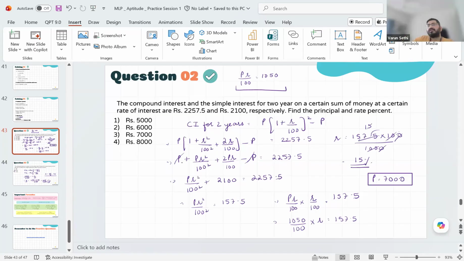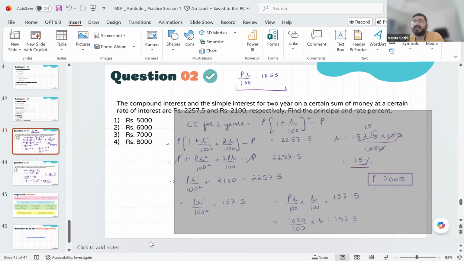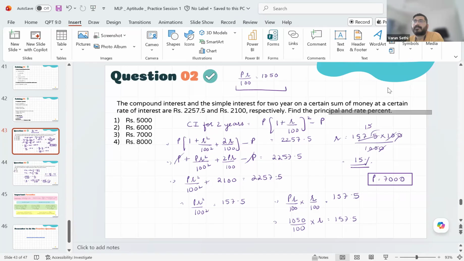So in totality, these two methods are the ones you'll use for any complicated question related to simple interest and compound interest. And this doesn't really take too much time. If you do it intuitively, it takes only 1.5 to 2 minutes to solve this question. So now will you be able to solve simple interest and compound interest related questions?